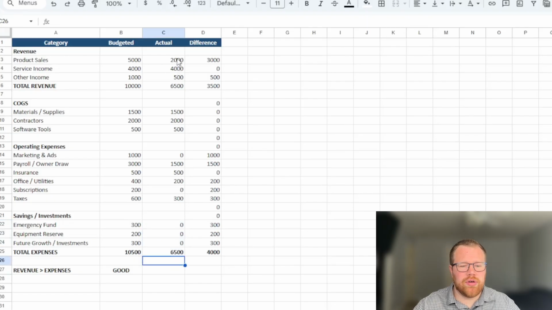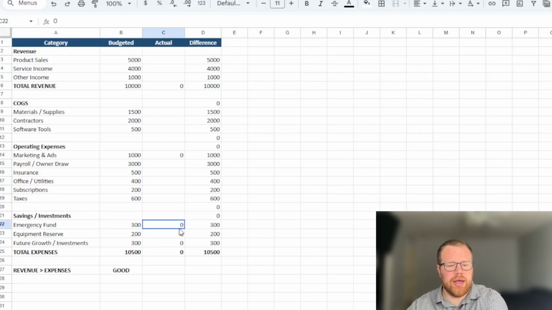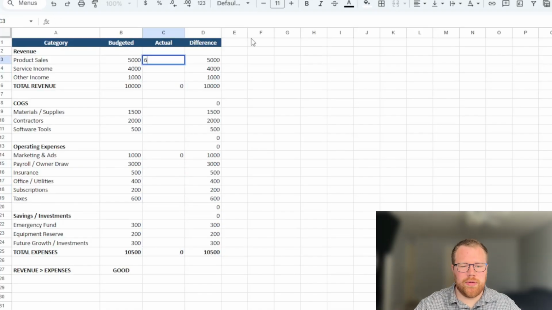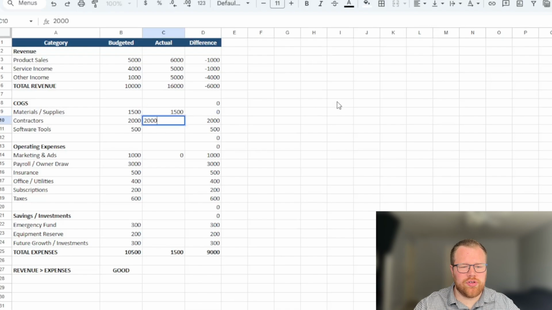Okay. Now let's go through a quick example, like if our revenues are looking really good. Okay. Maybe they're coming in ahead of forecasts here. So maybe our product sales are 6,000, service income 5,000, other income, maybe that's 5,000, right? We have an excellent month. Our total revenues are $16,000 for the month. Okay. Our cost of goods. Okay. Those hit projections. We're able to actually market this month.